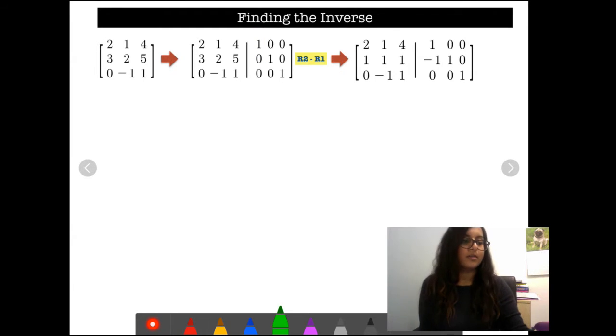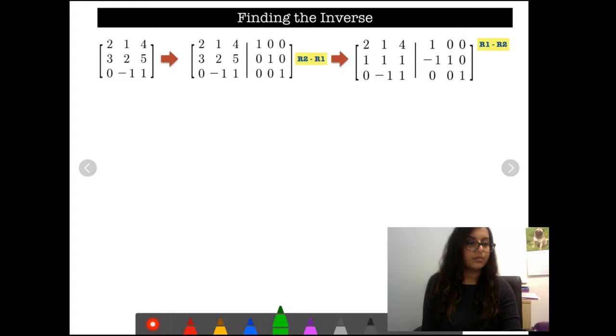Okay, so since my objective is to get a 1 in this position right here, I think it would be a good idea to subtract row 2 from row 1 now, because not only will that give me a 1 in this position, but it will also give me a 0 in this position. And that is very much like the first two numbers in the identity matrix. So we're going to go ahead and do that.